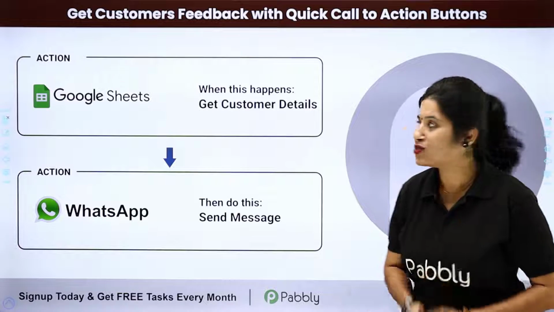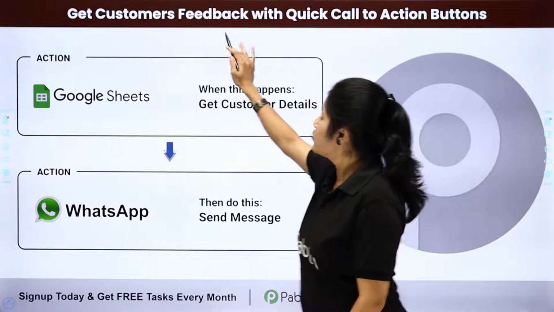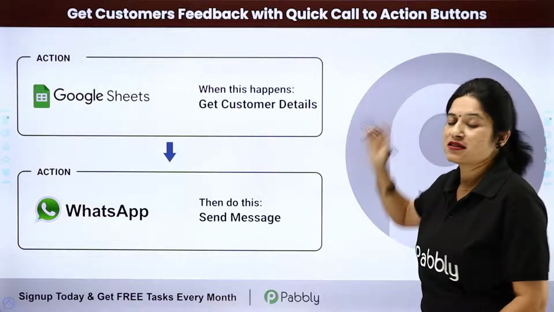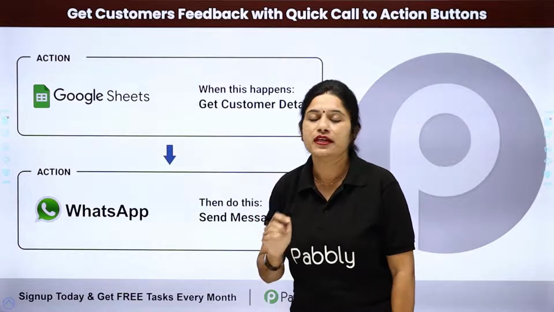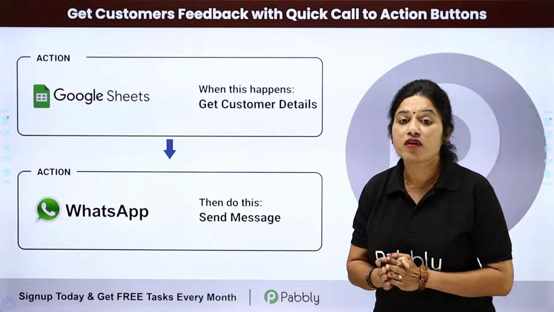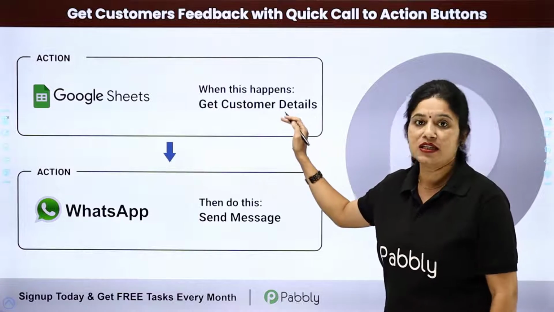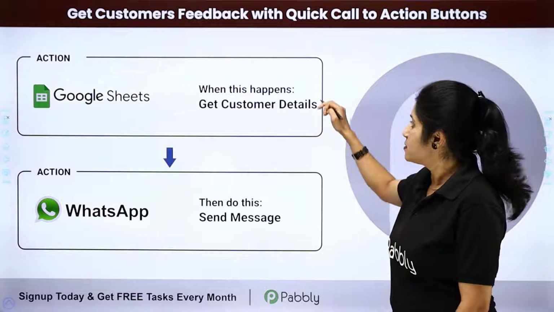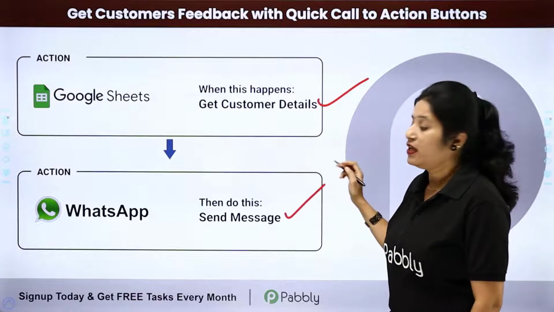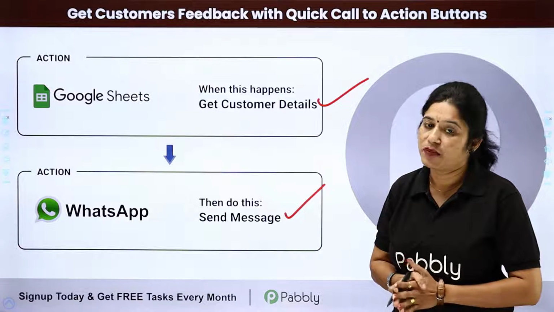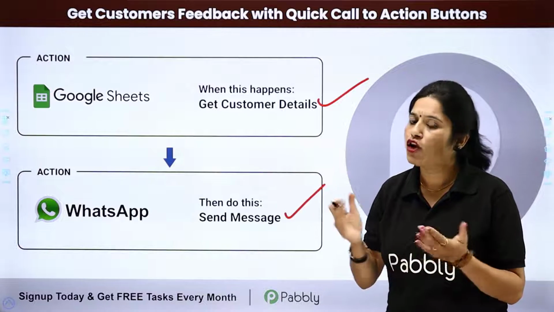In this video, we are going to learn how you can get customers' feedback with quick call to action buttons. So the idea here is that you have created a Google Sheet in which you are maintaining your customer details. First of all, we are going to capture all the customer details from the Google Sheet, and once it is received, we are going to send the WhatsApp message to the customer for collecting the feedback with call to action buttons like satisfied and non-satisfied.